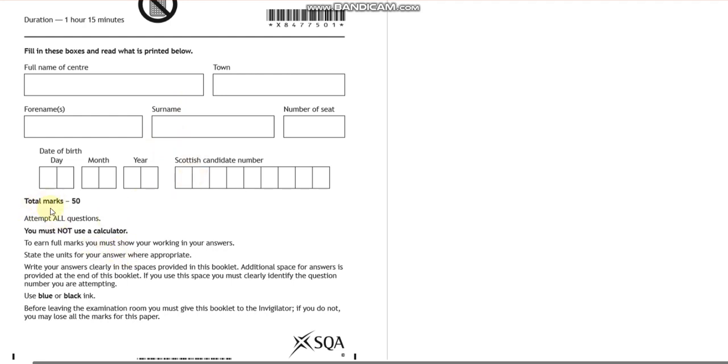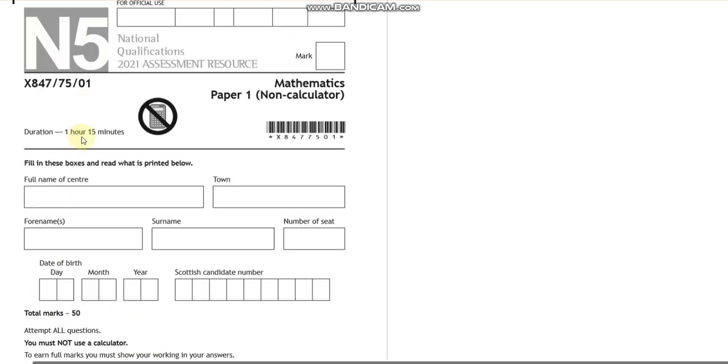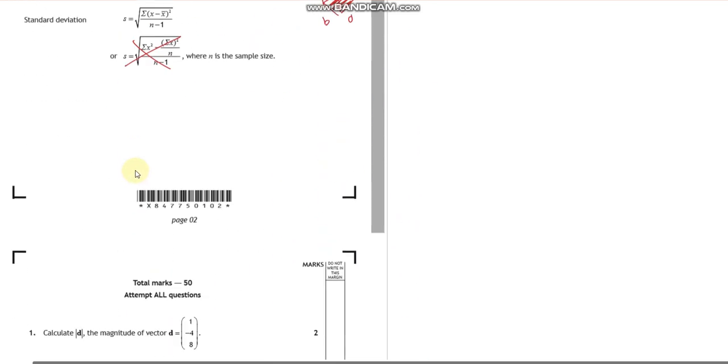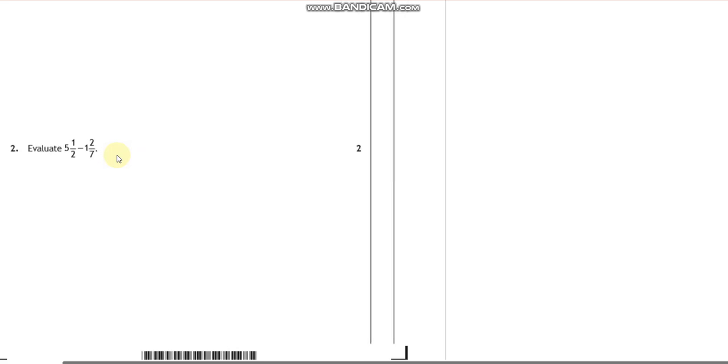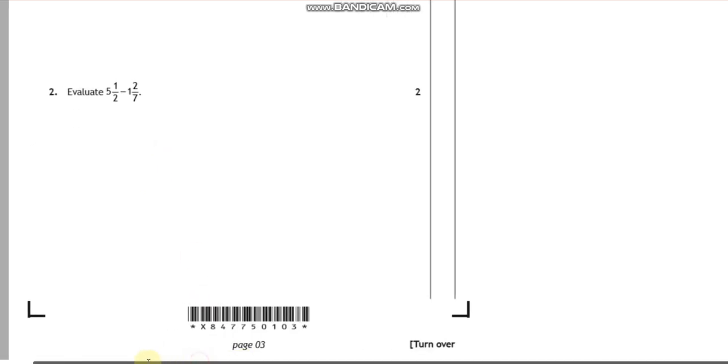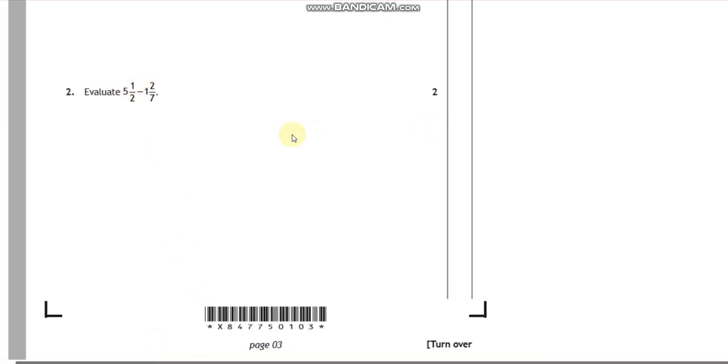So this is a non-calculator paper, and we've got just over an hour to do it. Okay, so let's get cracking then. This question is no longer in the course, so we'll just leave that out just now. So first question, fractions, just to get us warmed up.